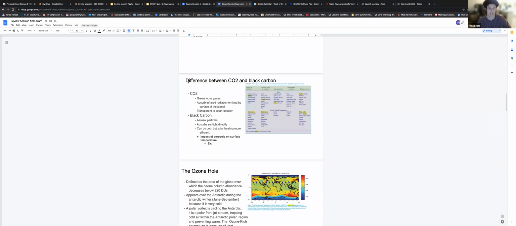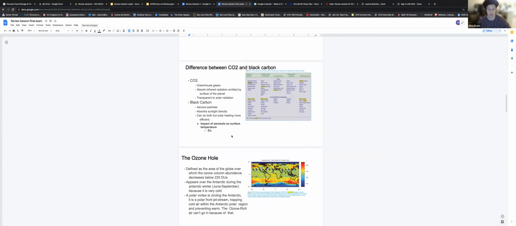And then we'll get into the difference between CO2 and black carbon. So just understanding generally the difference between CO2 and black carbon, how they interact with different wavelengths, their actual properties when it comes down to heating. And then also just in general, understanding the impact of aerosols on surface temperature. So go back, look at the aerosols and how they interact with surface temperature, both maybe increasing it and potentially decreasing it.